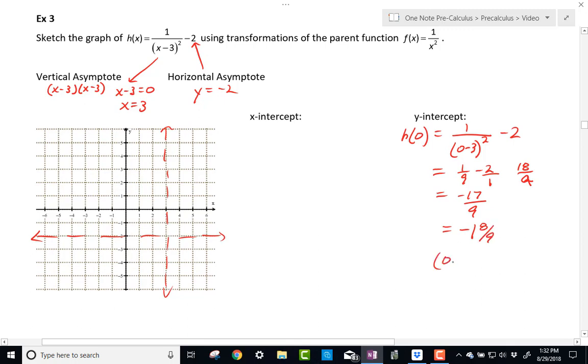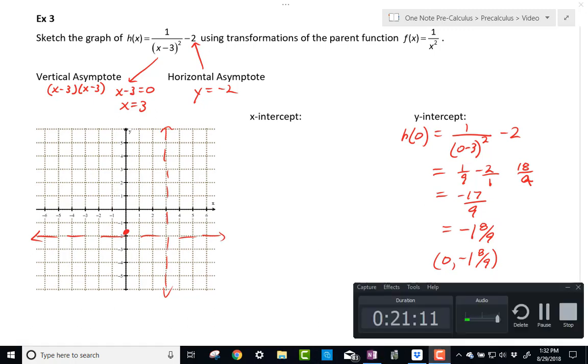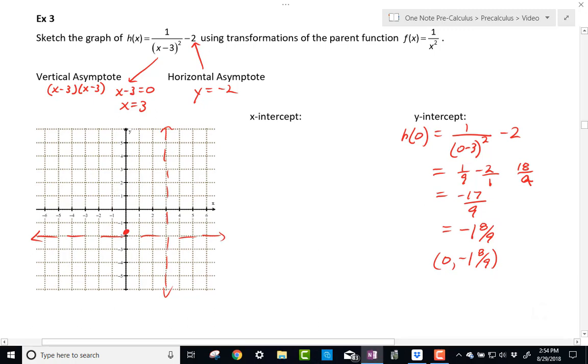So I have a y-intercept at (0, -1 and 8/9), just like that. And that's going to be right down in this area here. Okay, so now we need to find the x-intercept, so I'm going to plug in 0 over here, and we're going to do 1 over (x minus 3) squared minus 2. I'm going to add 2 again, because I want to be able to cross multiply if I can, so I'm going to have 2 equals 1 over (x minus 3) raised to the second power.